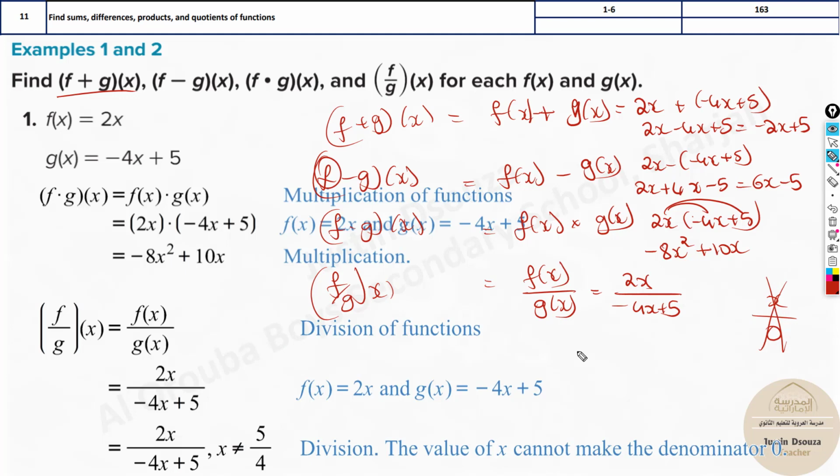Now here in the denominator minus 4x plus 5, this entire term cannot be equal to 0. So let's solve this. Let's take 4x to the other side, it will be positive, so 5 cannot be equal to 4x. Or take 4 to the other side, 5 by 4 is not equal to x, or x cannot be equal to 5 by 4, sorry. This will make the denominator undefined, so whatever is in the denominator, make it equal to 0, solve, and that must be an excluded value. This is how we solve it.